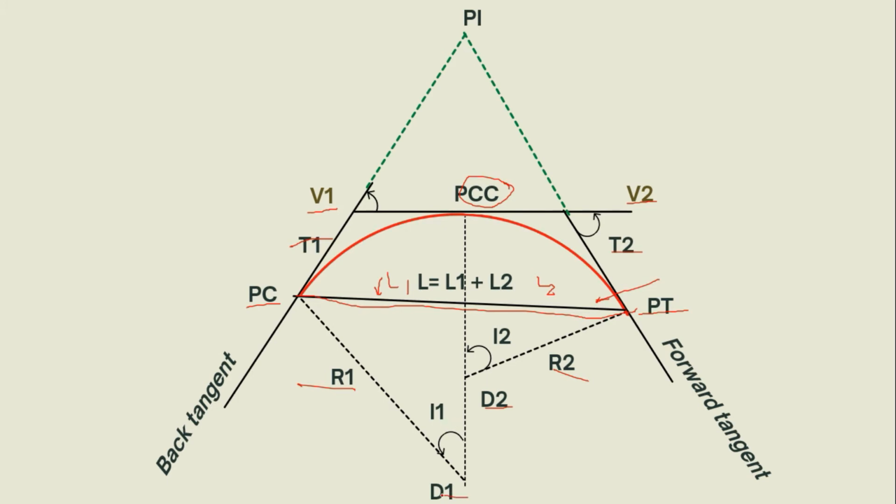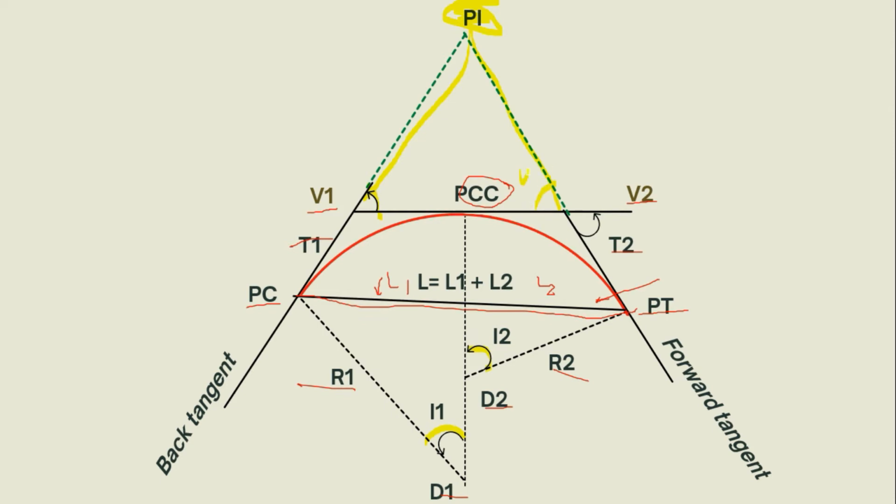And it has its point of intersection, which is here. If we extend the back tangent line and the forward tangent line, it forms a point of intersection in this part. So this angle is I1, I2. Take note that the angle here and here is the same as this angle here as well.